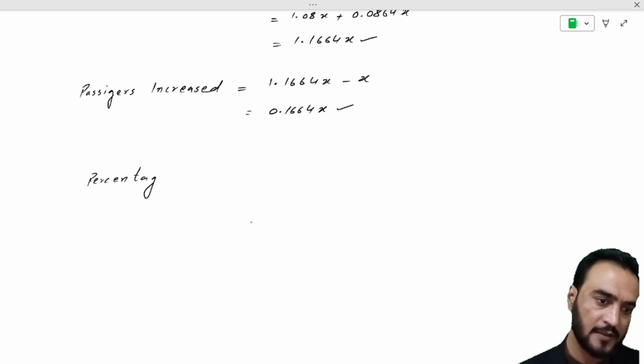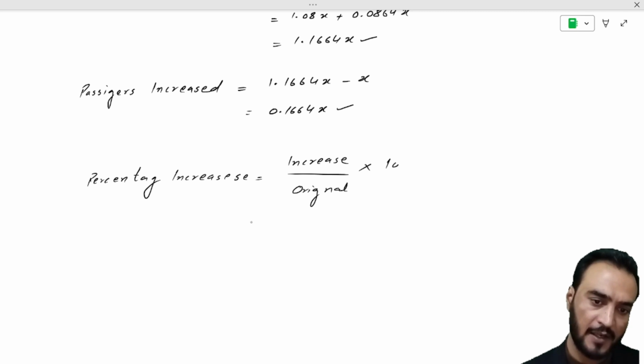percentage increase is equal to increase divided by original multiplied by 100%. The passenger increase is 0.1664 times x, and the original value of the number of passengers in 2010 was x, multiplied by 100%.